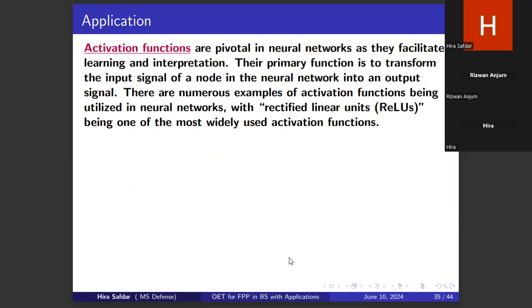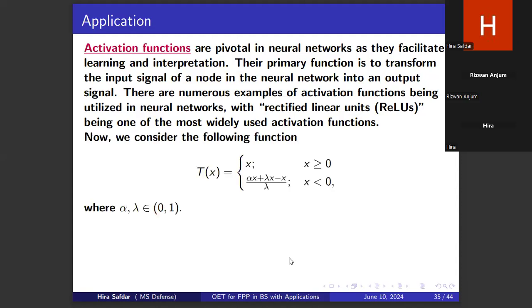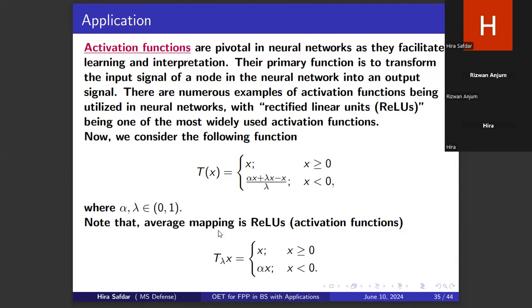Next is the application. Activation functions are important in neural networks as they facilitate learning and interpretation. Their primary function is to transform the input signal of a node in a neural network into an output signal. There are numerous examples of activation functions being utilized in neural networks, with the rectified linear unit being one of the most widely used. Now we consider the following function T(x). Note that the average mapping is the rectified linear unit activation function T_lambda(x).